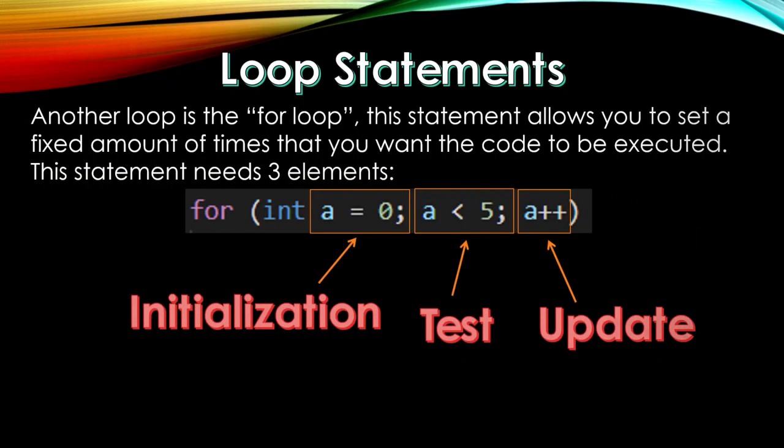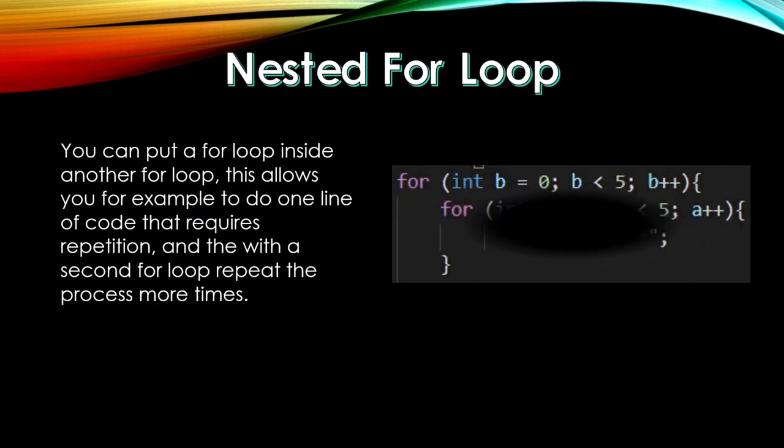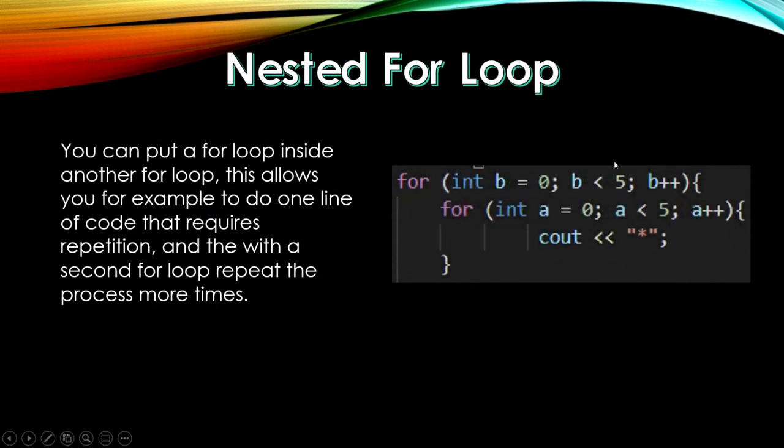The next thing that you have here is a nested for loop. This is an example Dr. Kim used. I'm gonna recreate it again so I can explain it to you. What you can do is put a for loop inside another for loop, and this allows this line to be executed 5 times, and then all of this code to be done another 5 times. 5 times because we set the limit to 5.